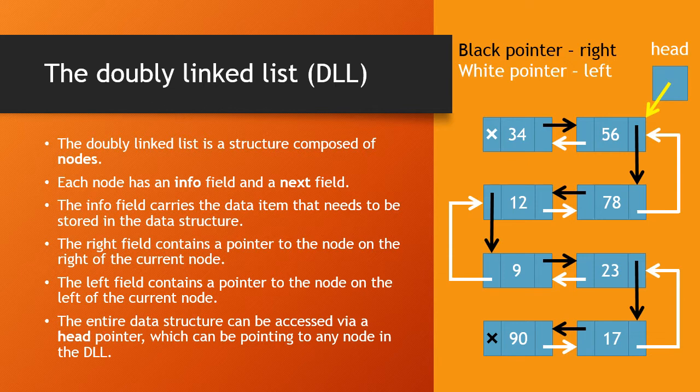The entire data structure can be accessed via a head pointer which can be pointing to any node in the doubly linked list. It is not necessary that the head pointer is placed at the starting node. No matter where you place it, you can access the whole data structure because you can move in both directions in the doubly linked list.